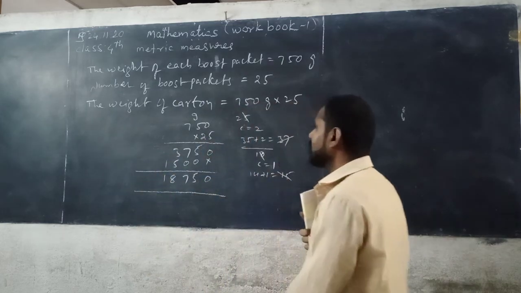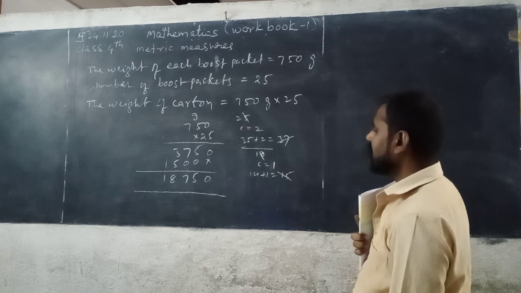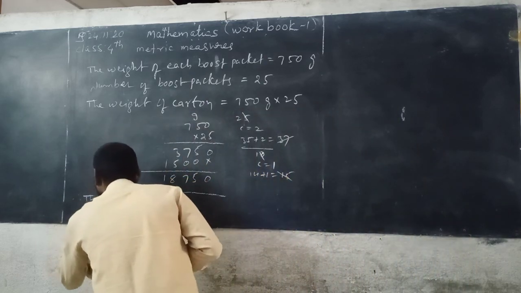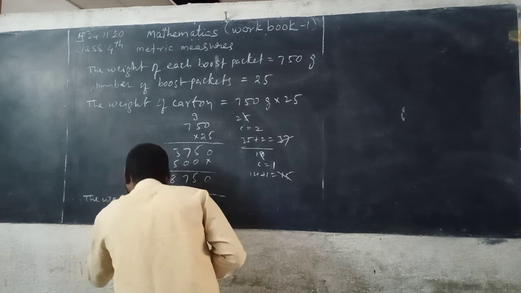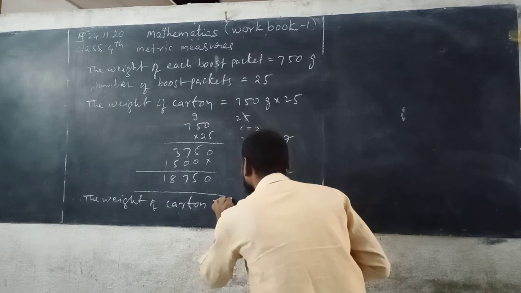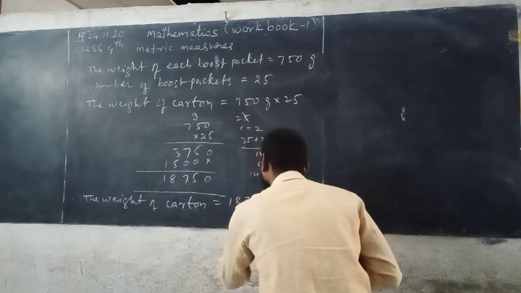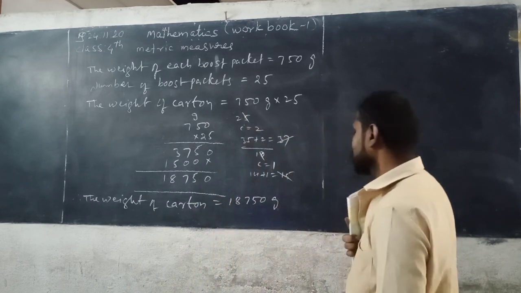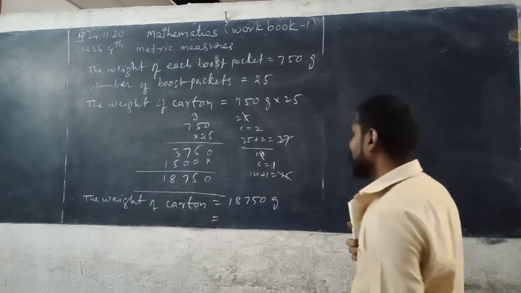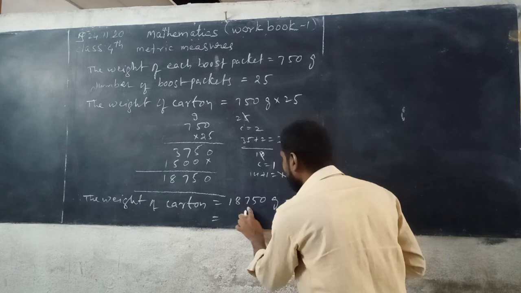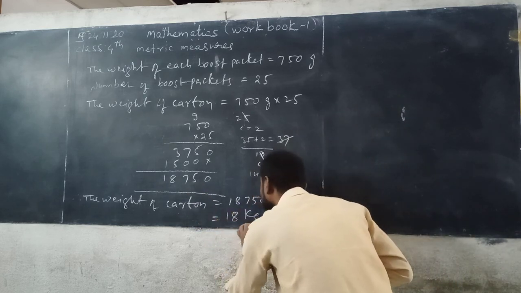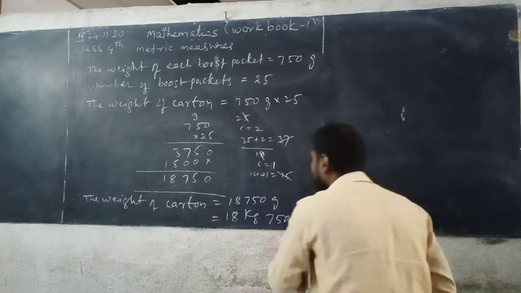So 18,750 grams. Therefore the weight of cotton is equal to 18,750 grams. So here separate kgs and grams in the given number from right to left. First 3 digits go to grams, remaining digits go to kilograms. Then 18 kg 750 grams.